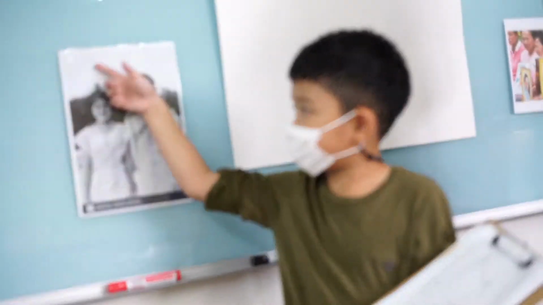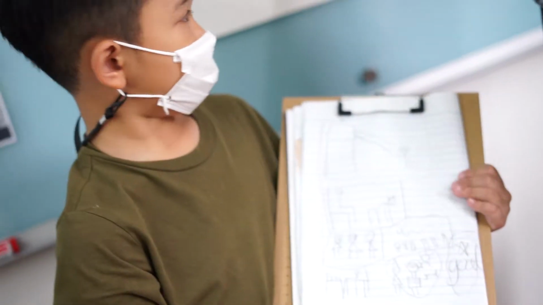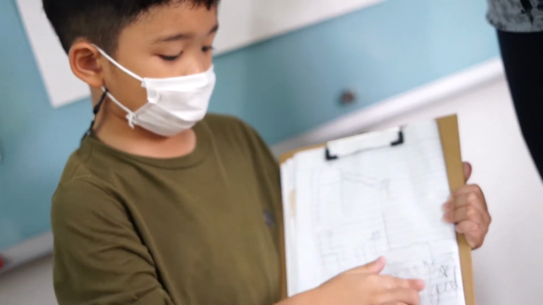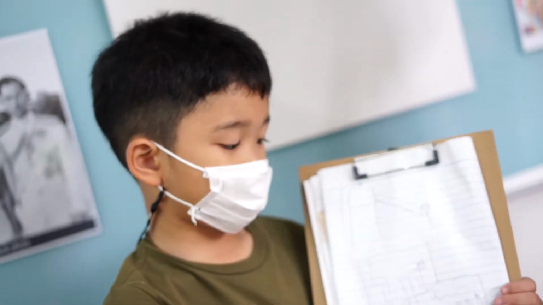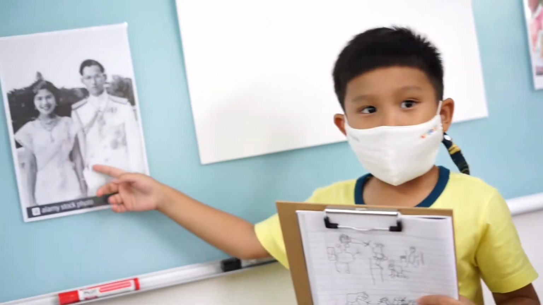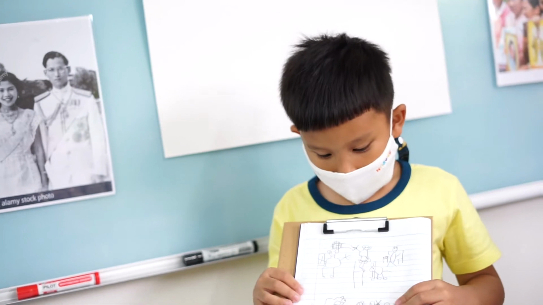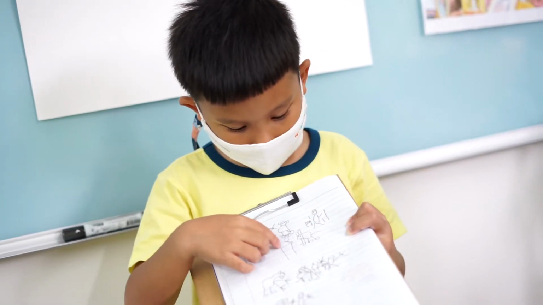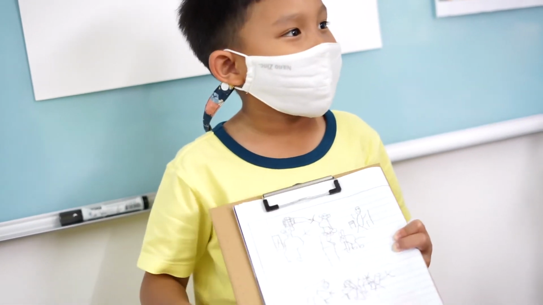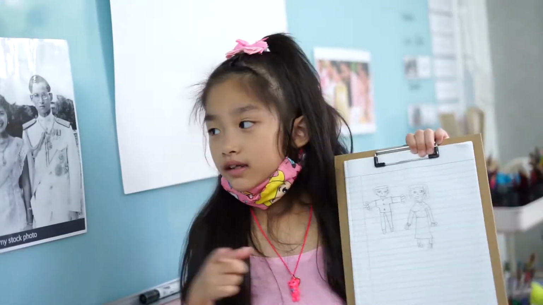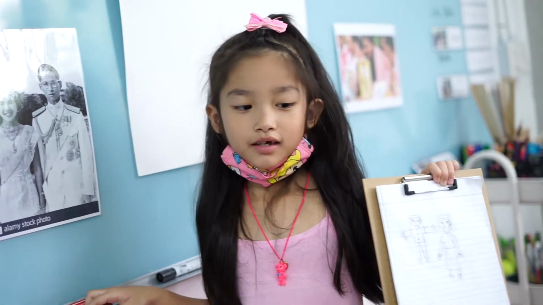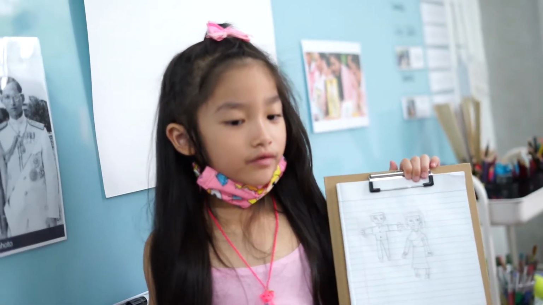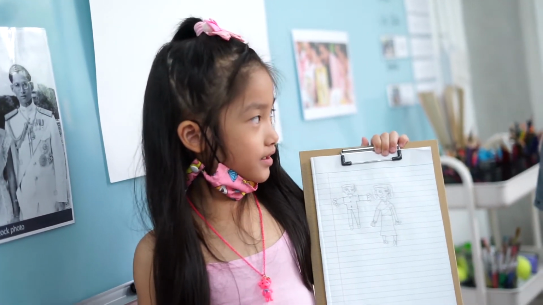I saw a picture of the queen and this picture. I saw this picture. Why did you draw it? Because I want to draw it because I like it. Oh. That's why I want to draw it. So this picture is the king. This is the queen. This is the king have a dog. The king has a dog? This picture because the queen is very nice and King Rama IX is very nice.